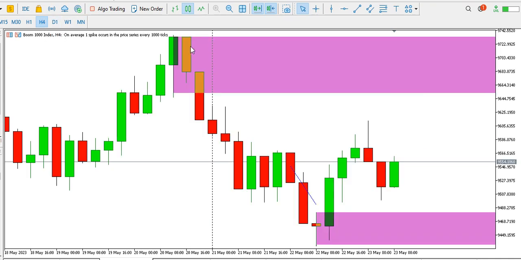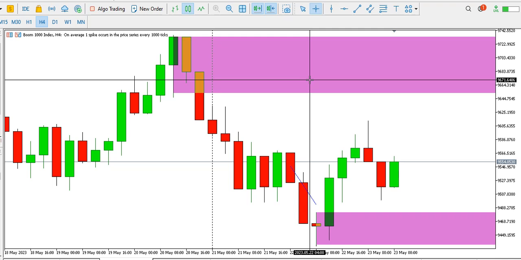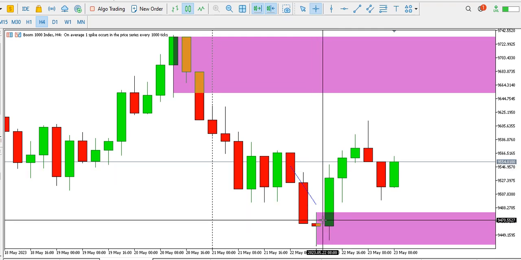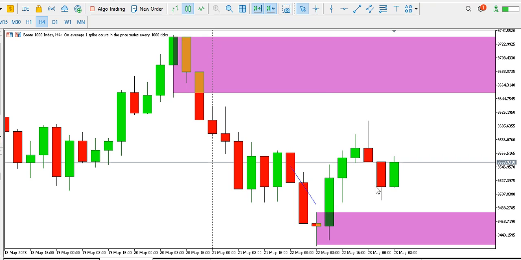On the 4-hour time frame, we have this order block around here, and then we have another order block around here. So this order block at the top will serve as resistance to price. I'm talking about the 9671 area, and around here we have support to price, 9471 area. So price might likely go to the top or to the bottom, but for now price is ranging.